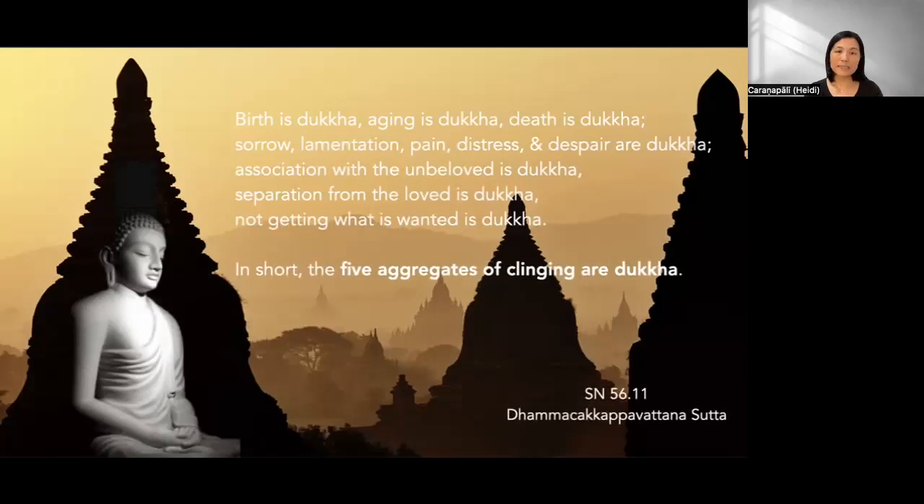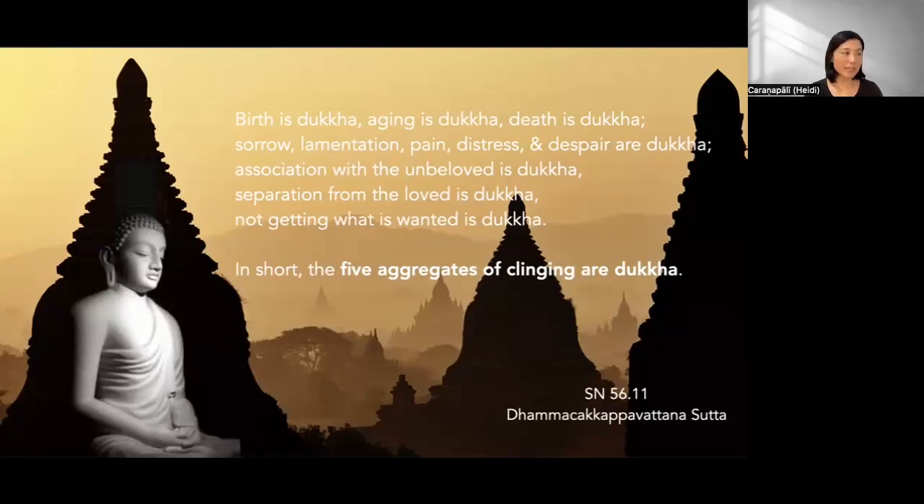So this is explained in the Dhammacakkappavattana Sutta. It's in the Samyutta Nikaya, 56.11. That's the first discourse that the Buddha gave after his enlightenment, no? That's the wheel turning discourse. No? And it explained about the first noble truth here, about what is dukkha here. Now at the end it says, in short, the 5 aggregates of clinging are dukkha.